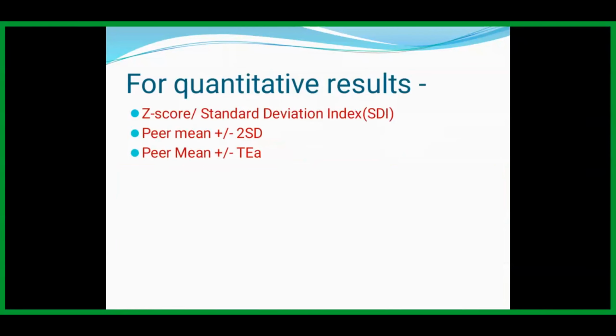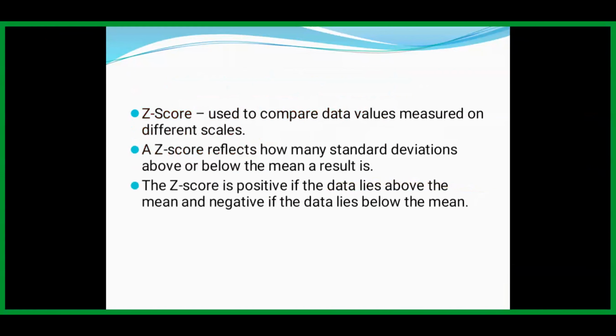For quantitative results, Z score, standard deviation index, percent mean plus minus standard deviation, or percent mean plus minus total allowable error calculation is performed. Z score is used to compare data values measured on different scales. A Z score reflects how many standard deviations above or below the mean a result is. The Z score is positive if the data lies above the mean, and negative if the data lies below the mean.